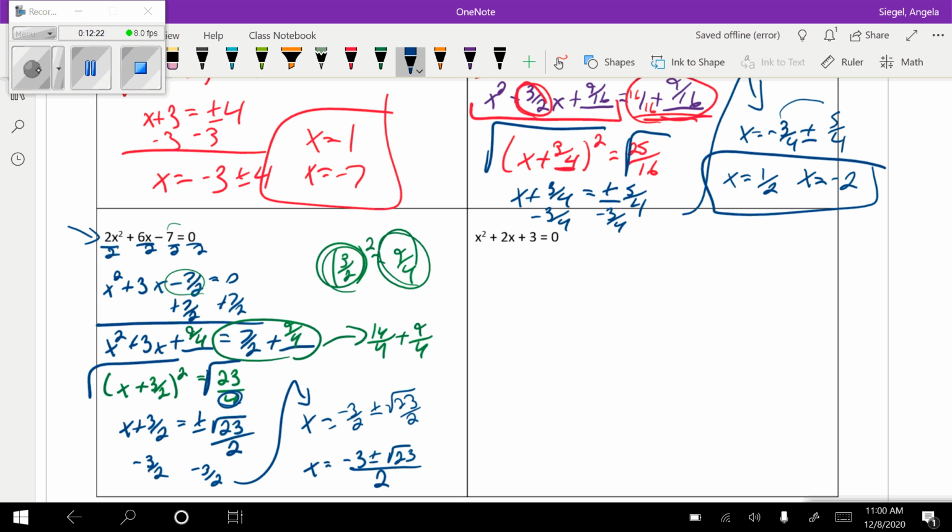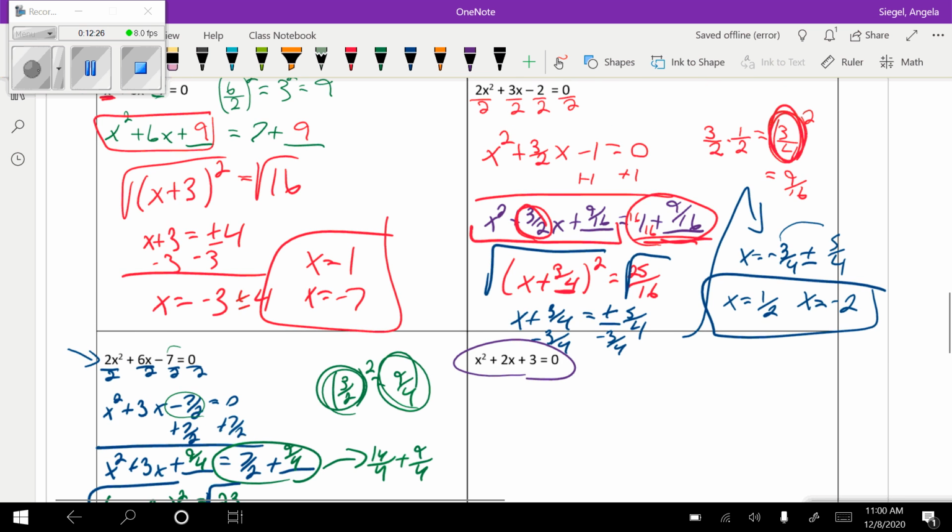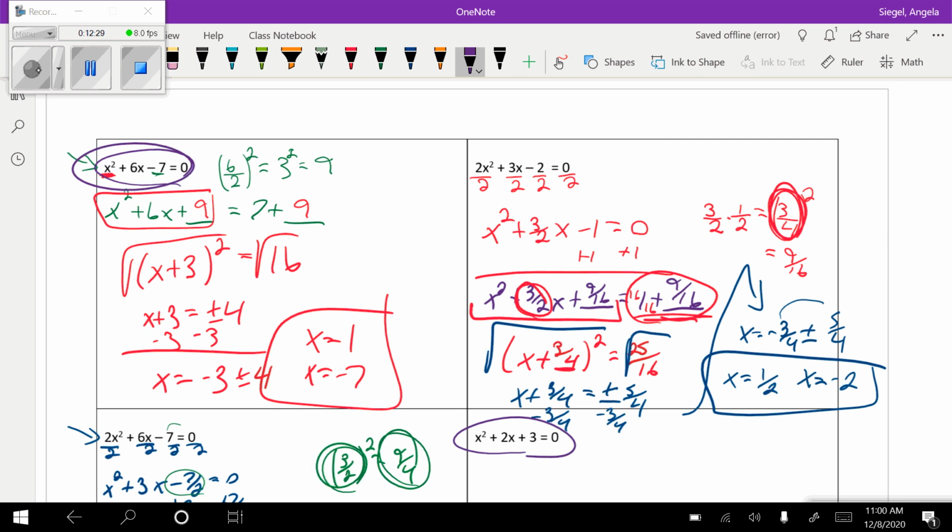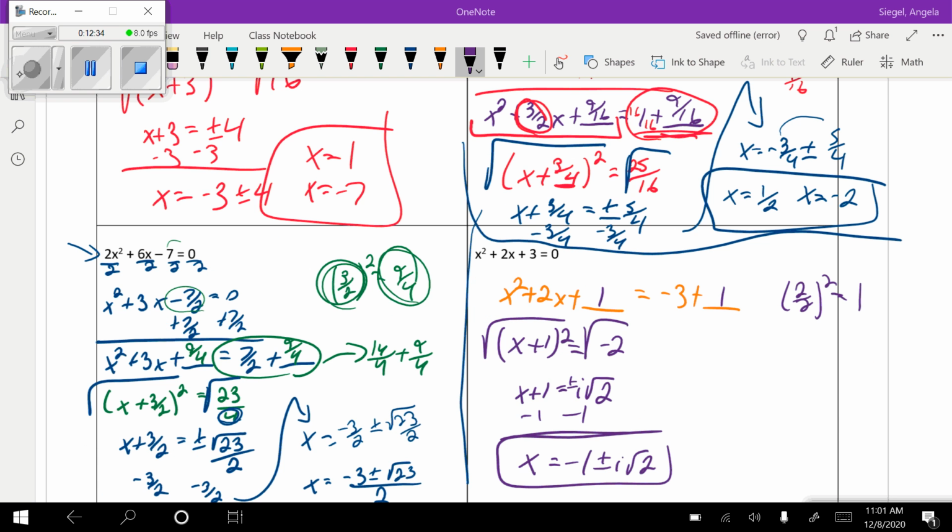Okay, and so for this last one, this is very much like this first problem, so I'm going to turn you loose on it, but I am going to warn you that it has an i in it. Okay, so this was the only one that when I combined these, I got a negative number, so that's why the i came out. So I have i square root of 2. And that is it, guys.